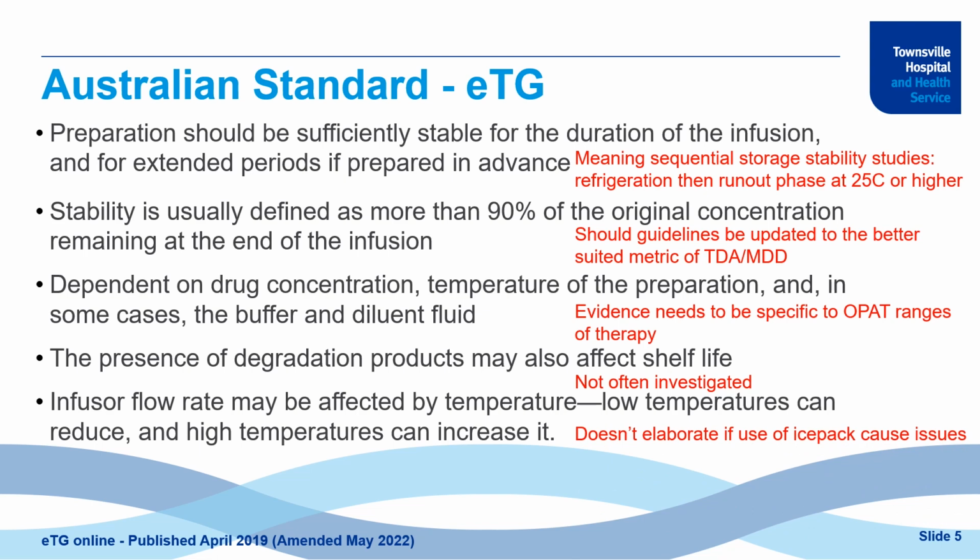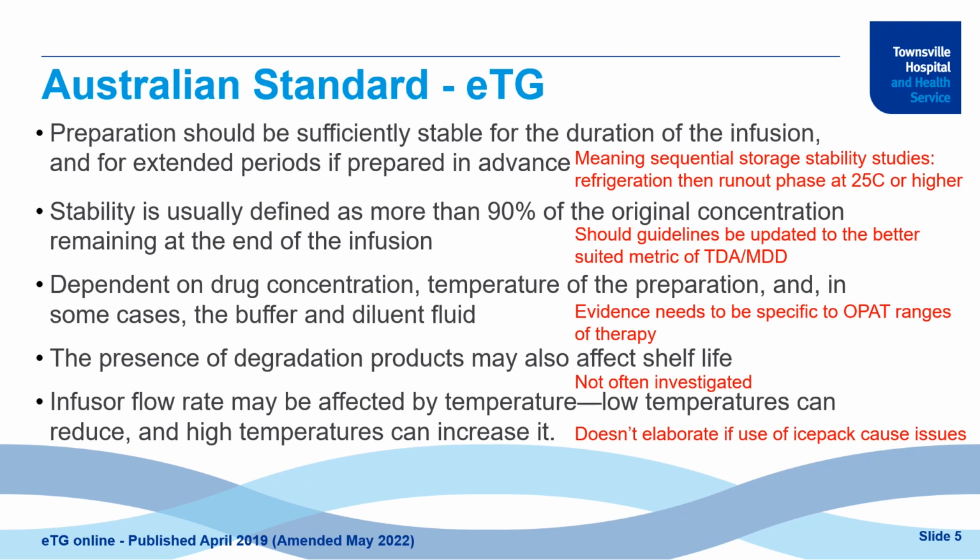And the last part is, this is the only part out of all the parts in the standard that talks about something that's not to do with chemical stability. It just mentions that temperature could affect the flow rate, high and low, making it go faster or slower. It doesn't elaborate hugely on that.